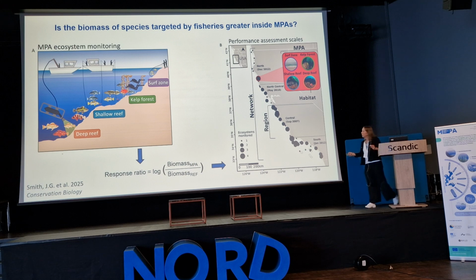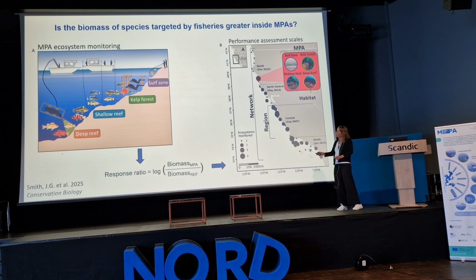So here's what we did. We used these data streams from these 4 habitats, all the way from the surf zone down to the deep reef. Our metric of interest was the response ratio. We've seen this before: log of the biomass in the MPA over the reference area. And here's our network. We did this analysis at multiple spatial scales for different reasons, and I'm going to explain the reasons and our links to the managers, which drove the spatial scales we chose.